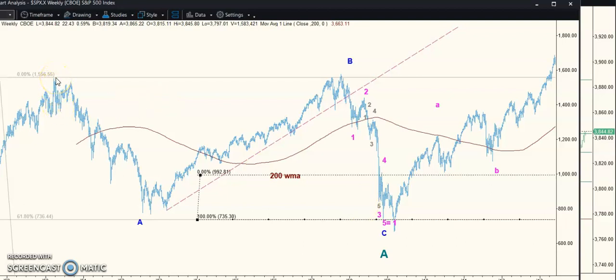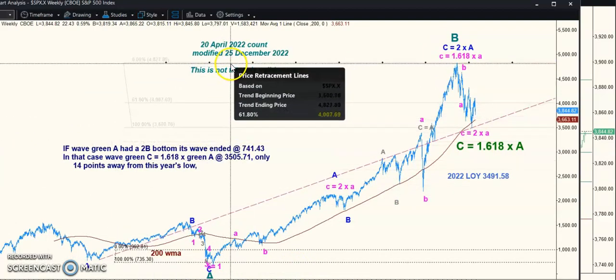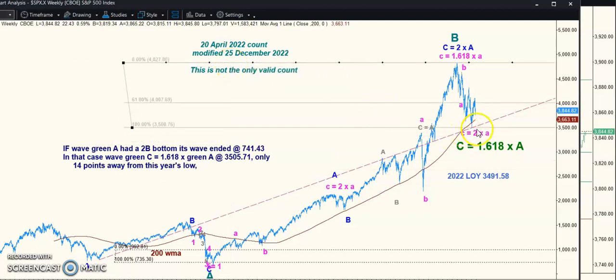And if you start counting here, and you have your wave A ending here, and you take that as 61.8%, you get this low within 14 points. And that's really as close as I've come with any of the counts I've come up with. Now, just because it's pretty doesn't make it right.